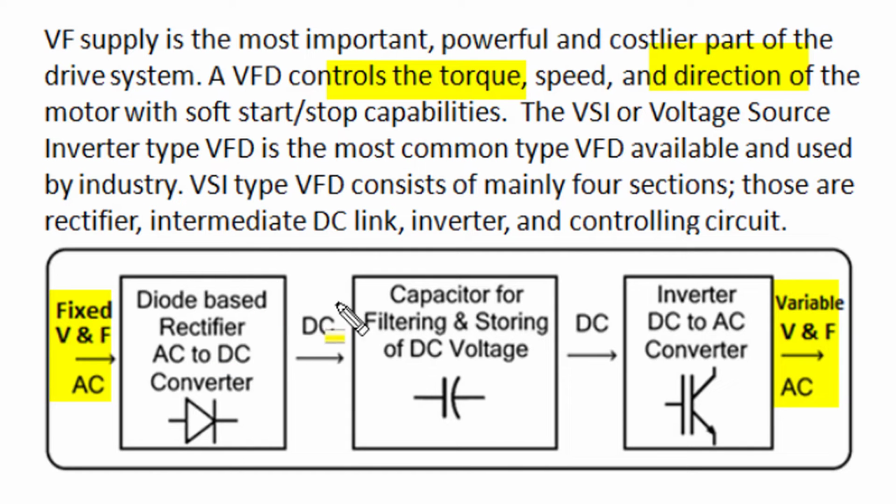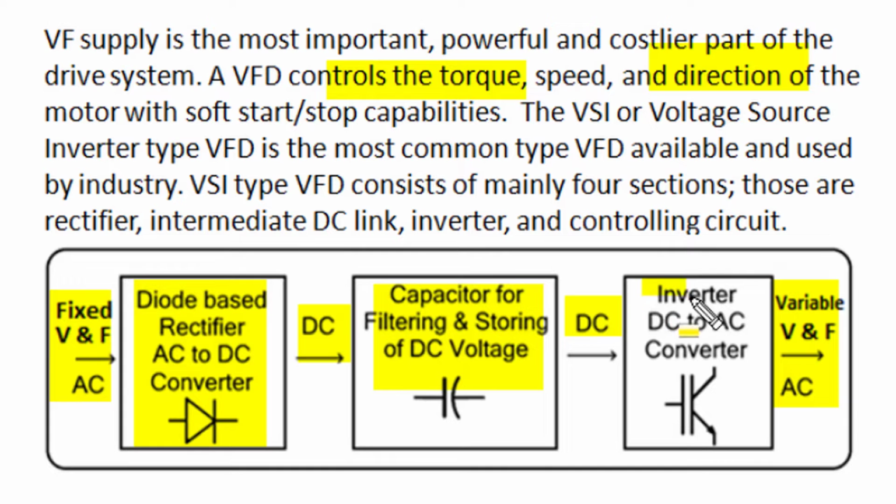Now modern VFDs most commonly use voltage source type inverter circuits, and in voltage source inverter circuits we have mainly 4 sections, and 3 sections as shown here are used. The first section is known as the rectifier section, which converts mains AC supply of fixed voltage fixed frequency into a DC voltage, and the ripples of the DC are filtered by a series inductor and shunt capacitor, and these filters also store DC power for further inverter operation.